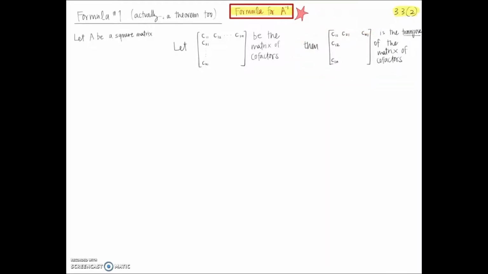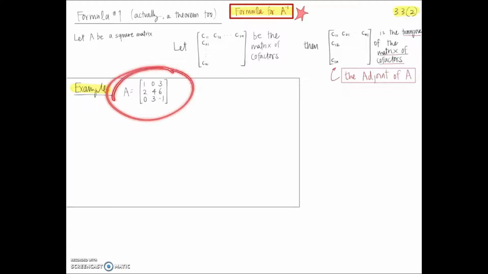So this transpose of the matrix of cofactors is called the adjoint of A. And this is the part we care about. Before we go any further in this formula for A inverse, which we haven't even said what it is yet, let's get some practice finding the adjoint of a particular matrix. So say we're given this 3 by 3 matrix A, and we're asked to find the adjoint of A. This is often abbreviated adj A.